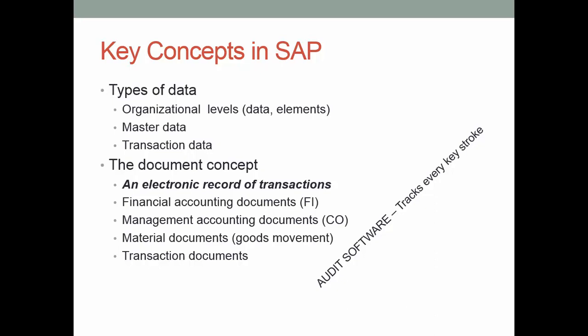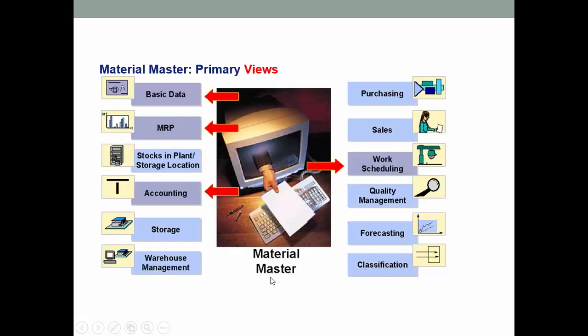The document concept: an electronic record of transactions. Financial accounting documents we tend to call FI. Management accounting documents tend to be like cost accounting, so we call it CO. There are material documents, goods movements, and different types of transaction documents. As well, we need to point out that SAP, of course, is an audit software, and so it does track every keystroke that everybody makes.